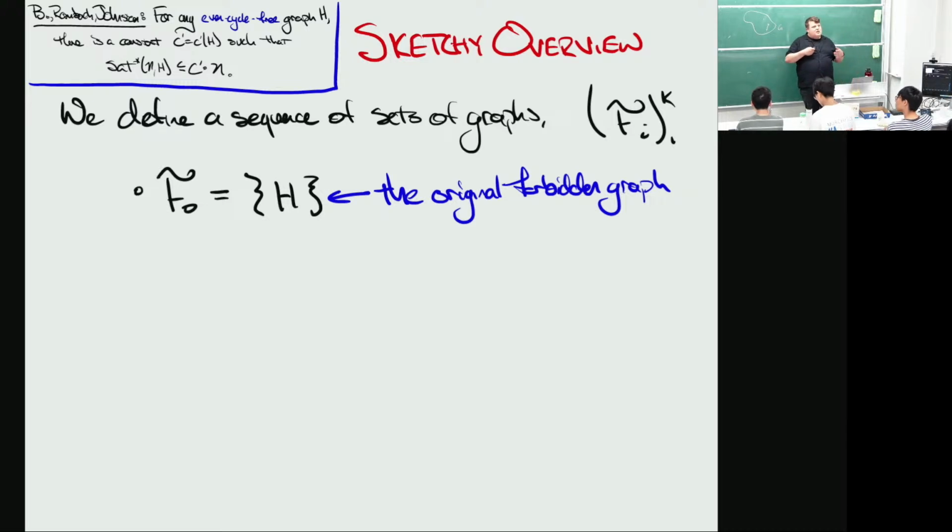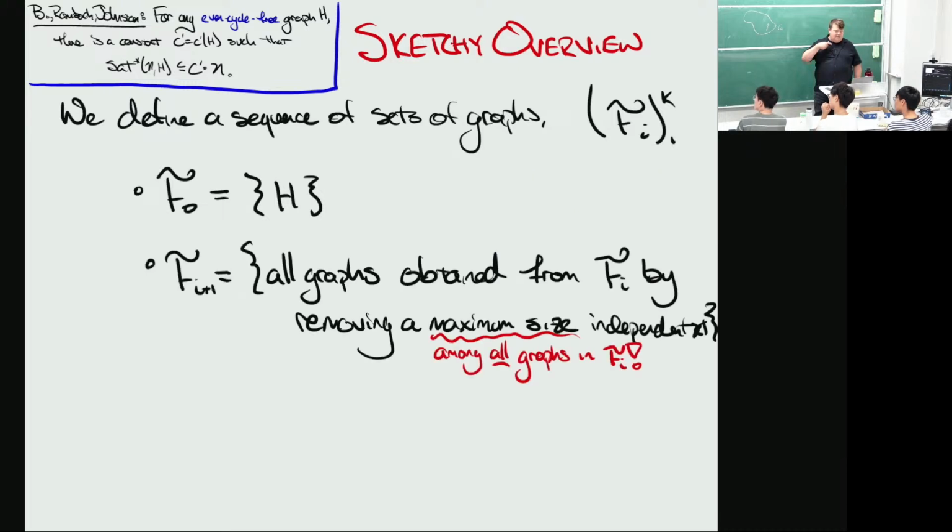The thing that we're going to do is define a sequence of families of graphs in the following way. I'm going to let F0 be the original forbidden graph. And then every time I have a family Fi, I'm going to define Fi plus 1 by looking at the graphs in Fi and removing a maximum size independent set from them. In Kászonyi-Tuza, they just remove a single vertex every time and they take these collections of graphs. Here I'm removing maximum size independent sets.